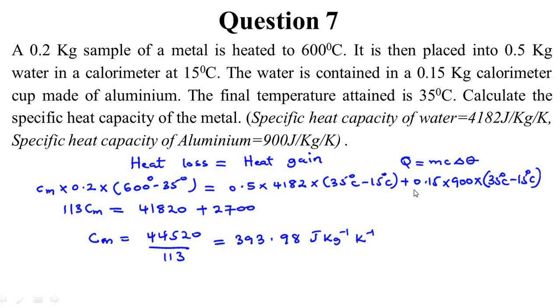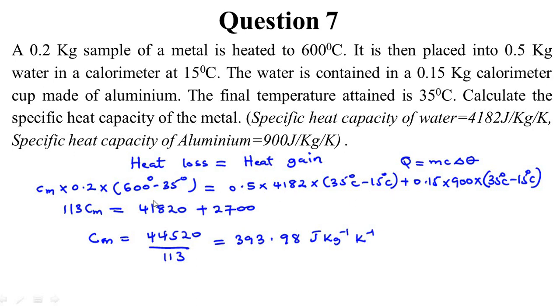That's for water. Then remember, whatever is gained by water, there will be some gain experienced by the aluminum cup. So we get the mass of the cup, which is 0.15, times 900, which is the specific heat capacity of aluminum, the material for the cup. And the temperature change for the cup is the same as the temperature change for the water. That's why we have 35 and 15. So we have this difference multiplied by this and this. All this you add to whatever you calculate from this other end.